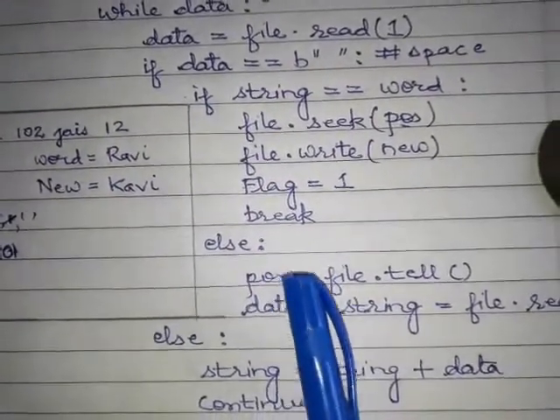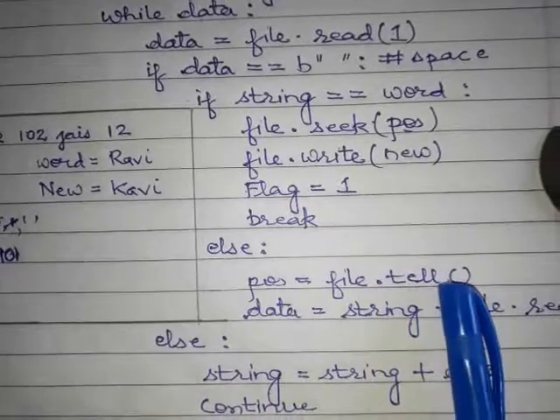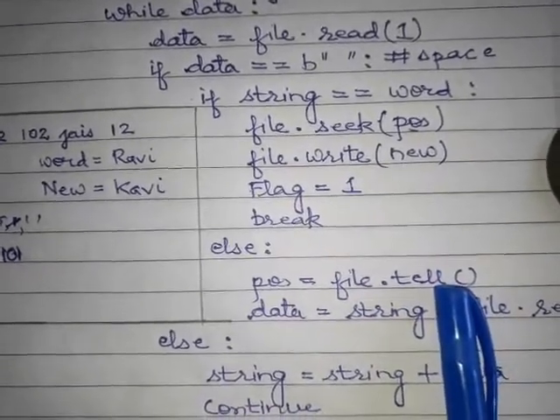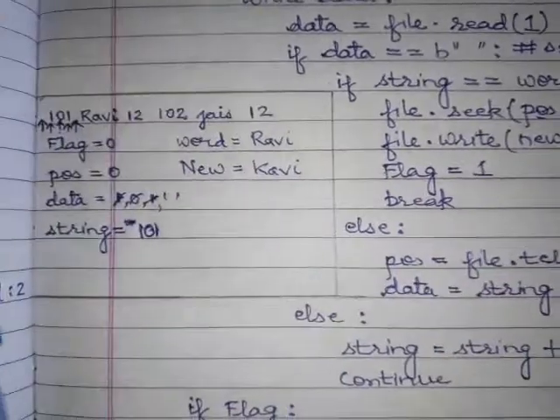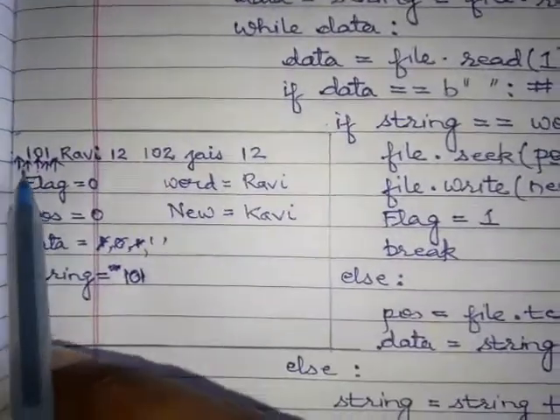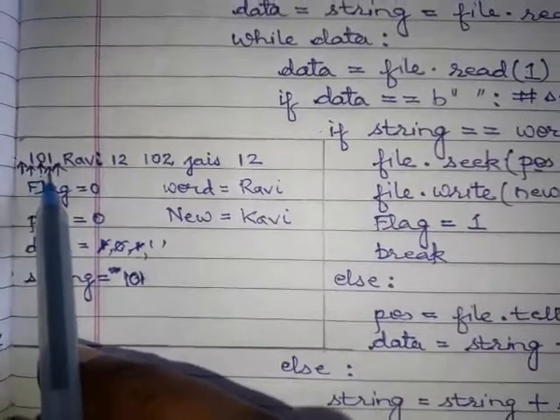So here we update position equals file.tell. The tell function will give you the file pointer position. The file pointer position is 1 2 3 4.